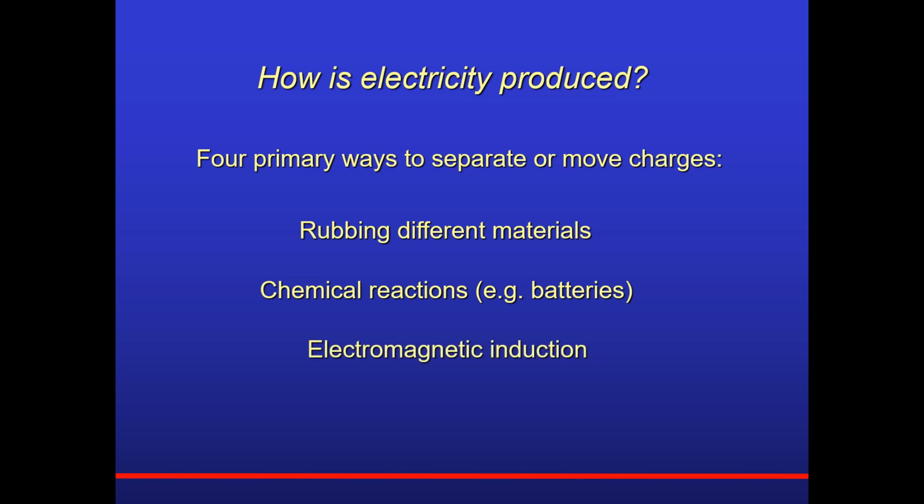The third method is called electromagnetic induction. This will be a topic we discuss in some detail later in the course. Simply stated, it is the use of magnetic fields to create electric current. And it works so well. It's why we have electricity that is abundant.